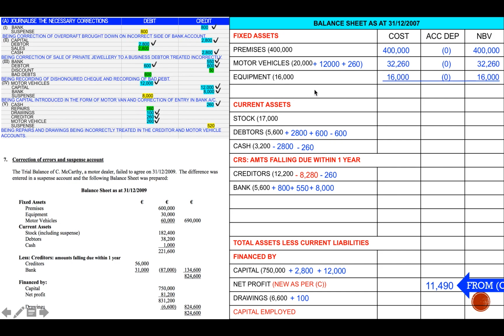Okay, all we have to do now is tot up our balance sheets. So hopefully our total net assets and our capital employed will equal. So here we have €455,190, and then that should hopefully equal our capital employed, and it does. €455,190 there is your balance sheet.